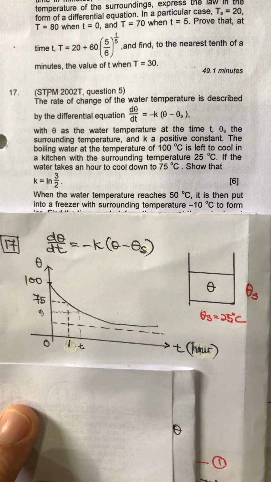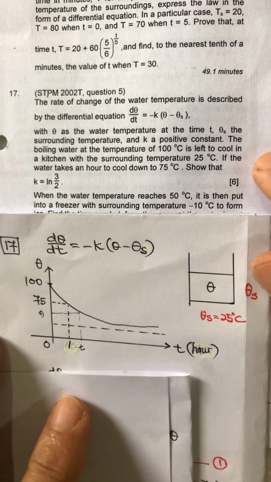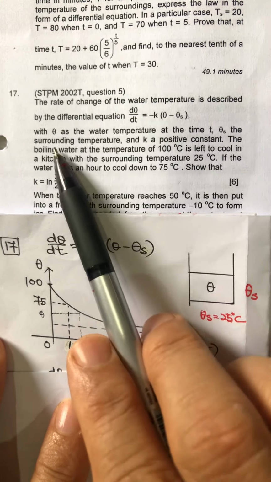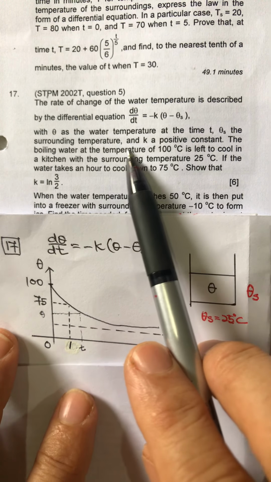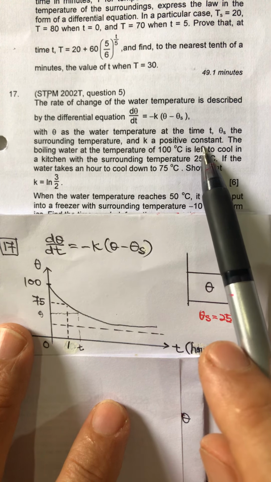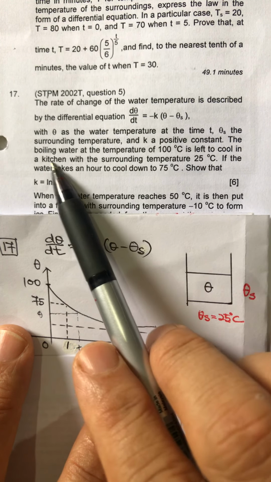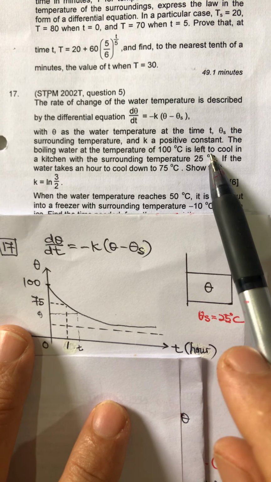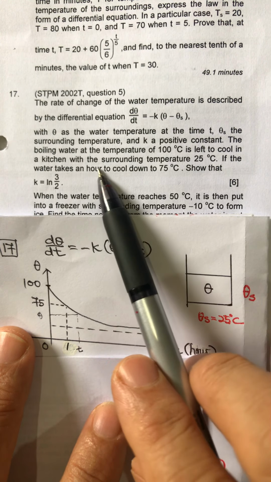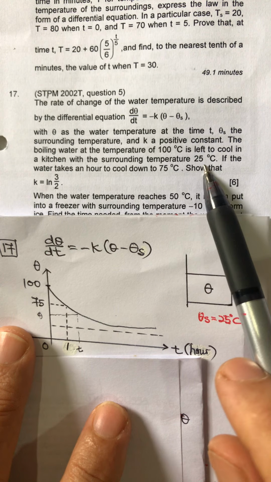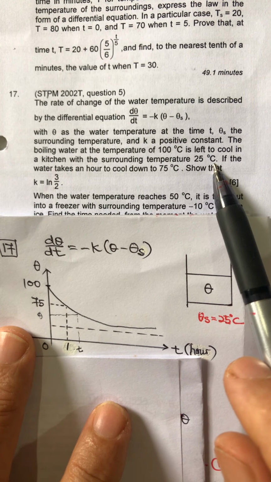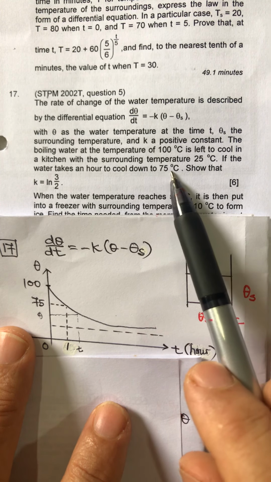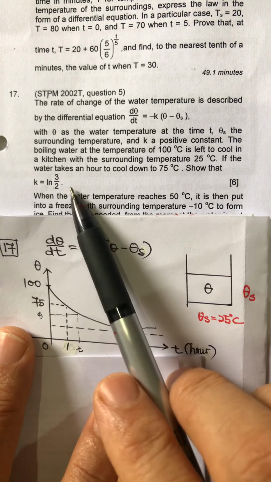like that. Theta is the temperature at time t, and then theta s is the surrounding temperature, and K is the positive constant. Okay, the boiling water at a temperature of 100 degrees Celsius is left to cool in a kitchen with the surrounding temperature of 25 degrees Celsius. If the water takes 1 hour to cool down to 75 degrees Celsius, show that K equal to this.